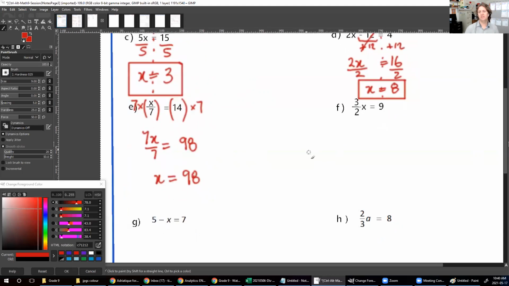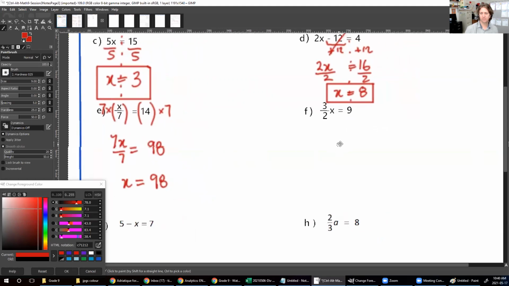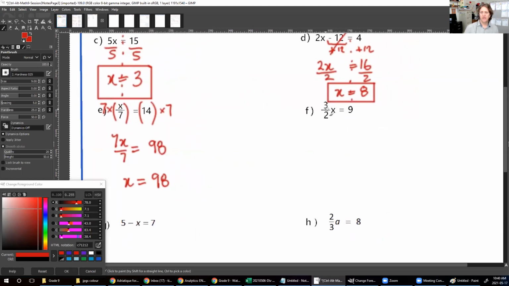Okay, this one, we have 2 different ways of doing it. I'm going to do it the first way, and I'm going to do it the fast way. We have 3 over 2x is equal to 9. Now we could get rid of the fraction right now, and the way to get rid of the fraction is to multiply by that 2, that bottom number. So we could say, let's times it by 2, and let's times by 2.